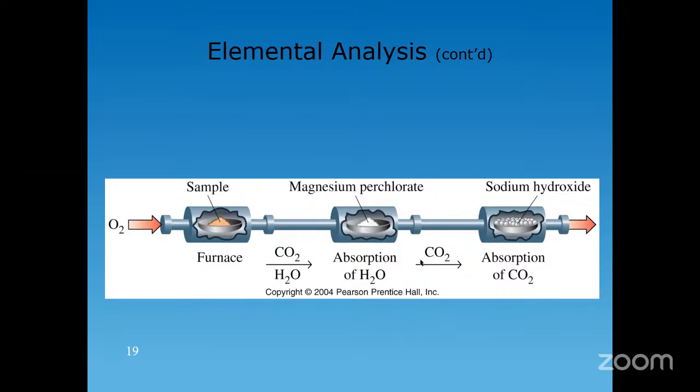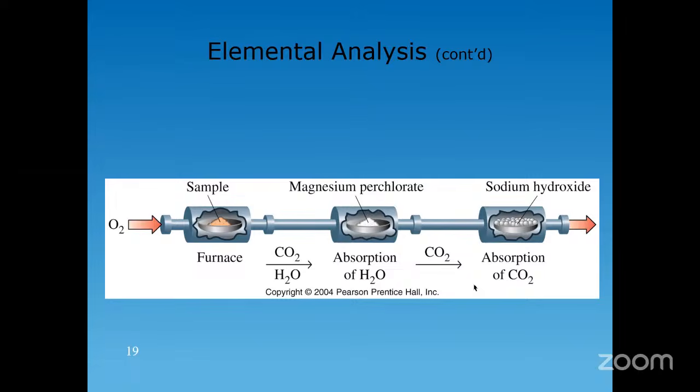And then, assuming that all the water is absorbed by the magnesium perchlorate, the only thing that would emerge from here would be the carbon dioxide, which would be led into this compartment, which contains sodium hydroxide. And again, a reaction will take place where the carbon dioxide will be absorbed by the sodium hydroxide. So there will be an increase in the mass of the sodium hydroxide, and that increase in the mass will be due to the carbon dioxide.